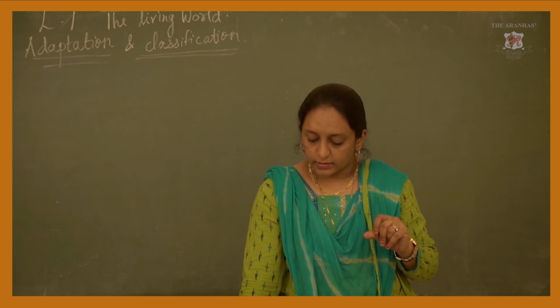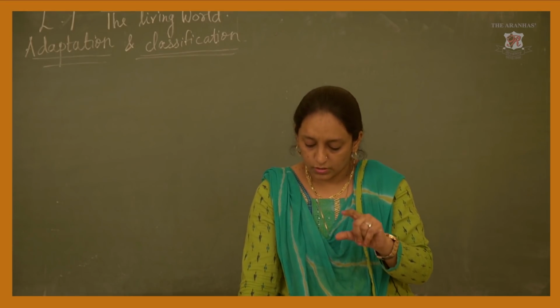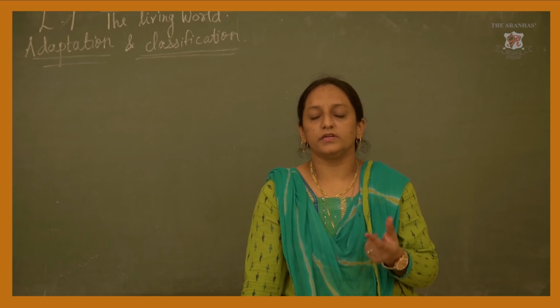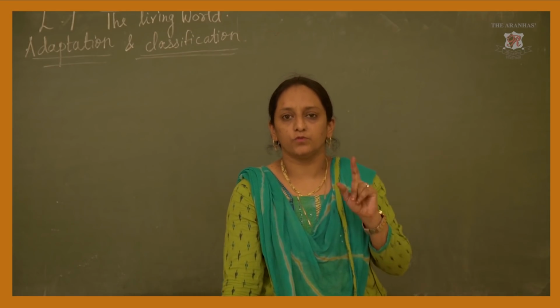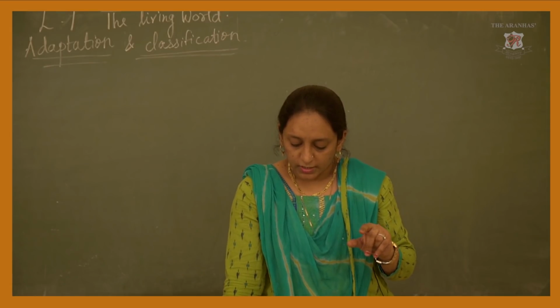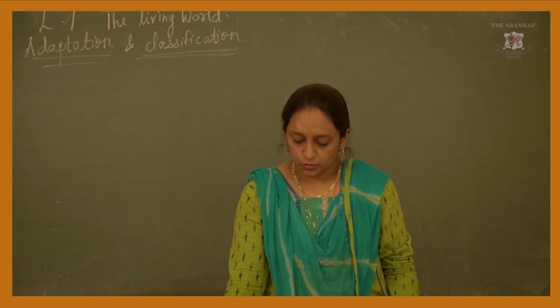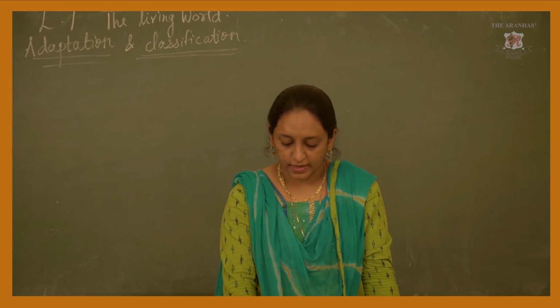Okay. Then there are unicellular, multicellular animals. Then there are vertebrates, invertebrates. All these we are studying from 4th standard onwards. Now that means this shows that this full earth is filled with a variety of plants and animals.